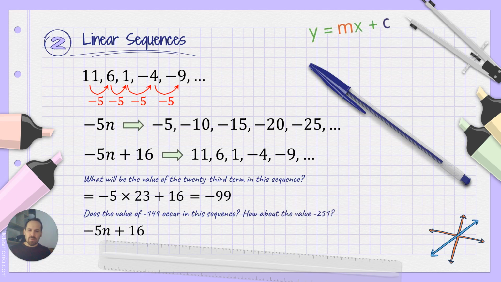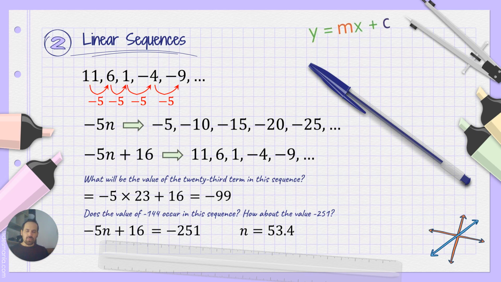So this is going to be similar to before. Say if we look at the value minus 251. Well, we do the same thing. There should be a value of n such that this would equal minus 251. Well, we get the value of n equals 53.4. And again, like before, it has to be an integer value.